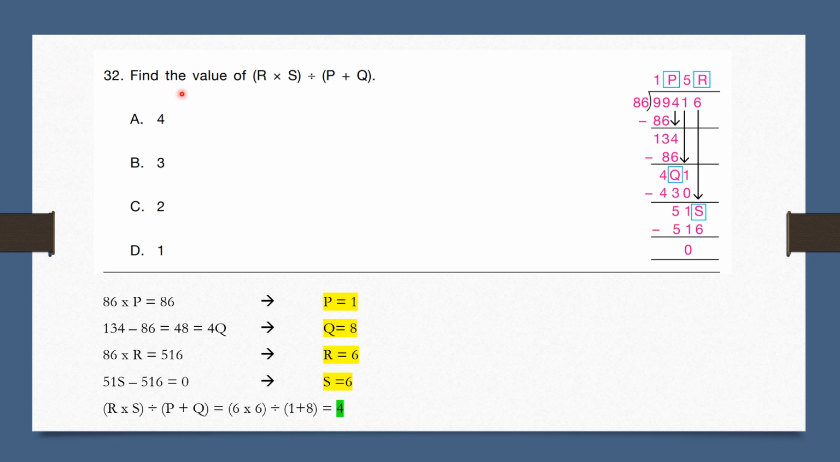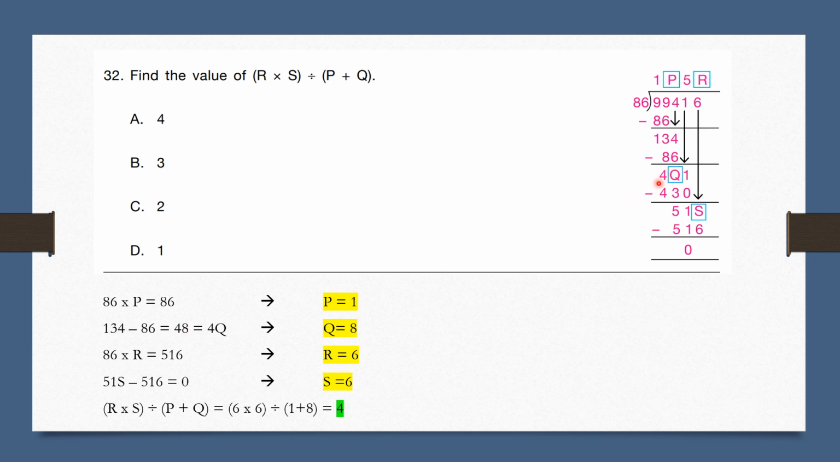Question number 32. Find the value of R times S divided by P plus Q. So let's see here. So here 86 times 1 is 86. Then 99 minus 86 is 13. We will bring the 4 down. Then 86 times P equals 86. So 86 times 1 equals 86. So the P value is 1. Now 134 minus 86 equals 4Q. So we know 134 minus 86 is 48 and equals 4Q. So the Q value is 8.